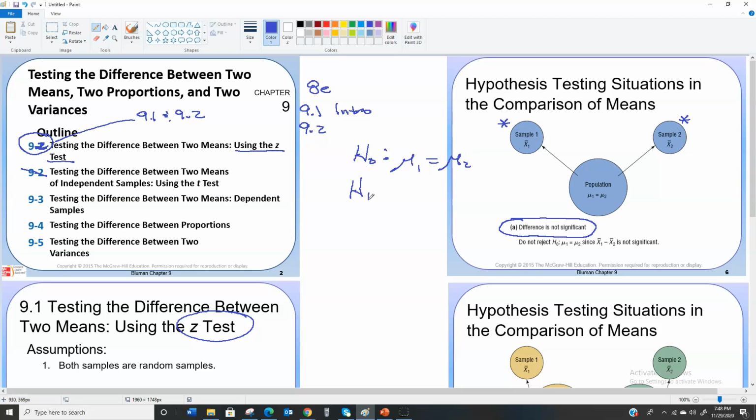And then the alternative hypothesis is going to be either that mean 1 is larger than, smaller than, or not equal to mean 2. So the two groups are different from each other, or mean 1 is larger than mean 2, or mean 1 is smaller than mean 2, making the two populations that they were taken from different from each other.